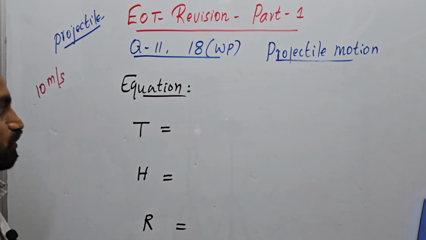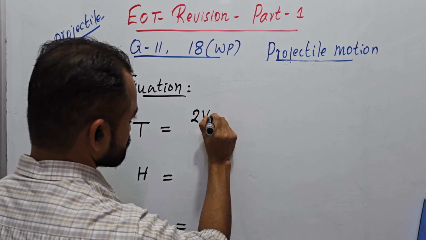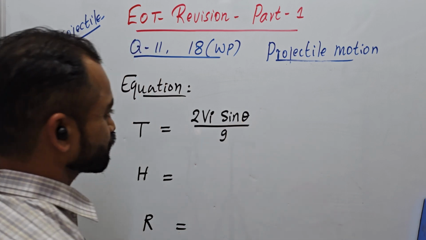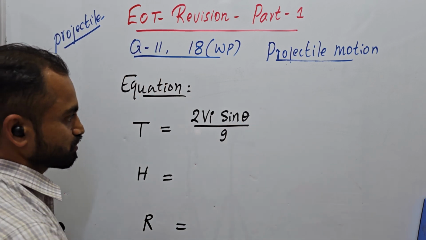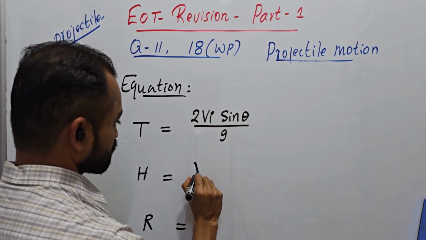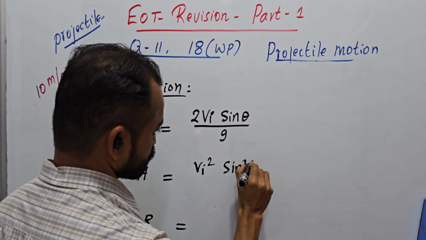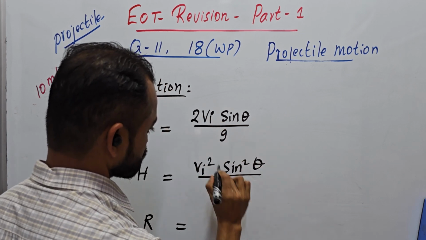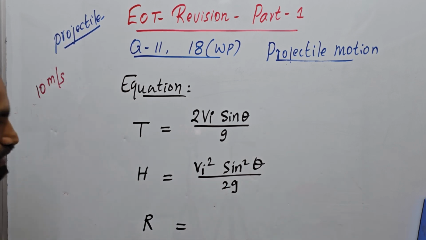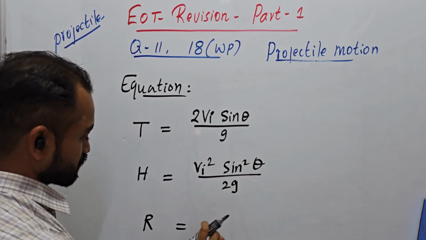The equation for time of flight is 2 vi sine theta divided by g, where vi is the initial velocity. This you can remember. How I remember the maximum height is, I take this 2 and square it, vi square, take the 2 here also, sine square theta, and here also I use 2g. Somehow you remember this. If you are not remembering, you will use the kinematic equation.